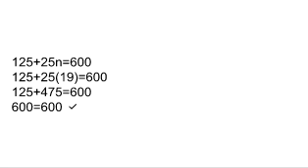Let's just check to make sure we got it right by plugging the answer 19 back into the original equation. 125 plus 25 times 19. 25 times 19 is 475. Then add that to the 125 and I get 600. Yes, it checks out. It takes 19 months to pay back your parents.